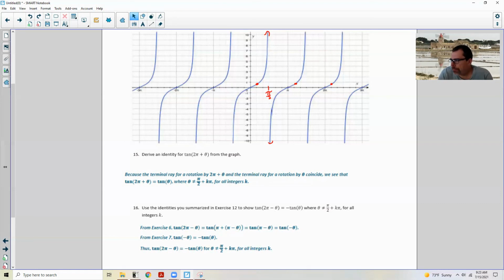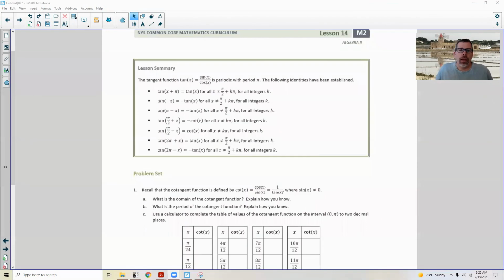All right. Okay, page 7, I think it's 7, brings us to the end of lesson 14. Review this lesson summary and go to your problem set.